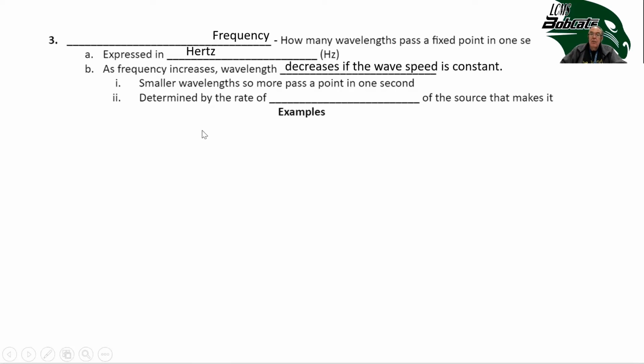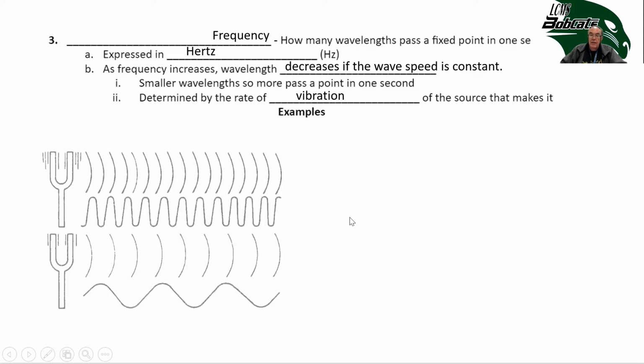As the frequency of a wave increases, the wavelength decreases if the wave is moving at a constant speed. They have smaller wavelengths, so more of them pass per second. And frequency is determined by the rate of vibration of the source that makes it.